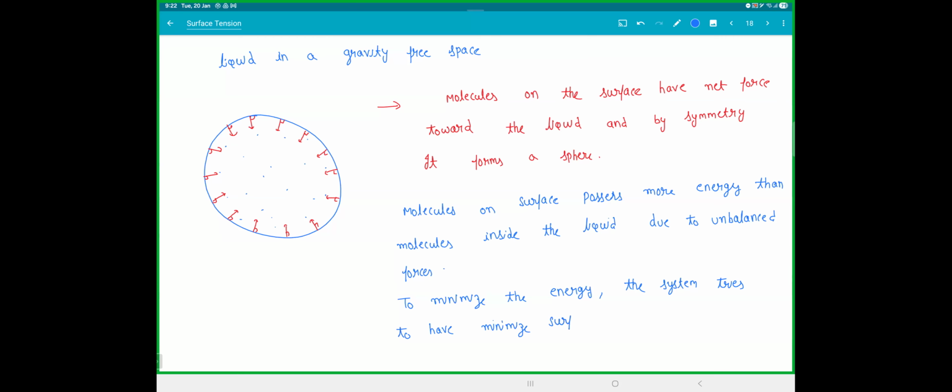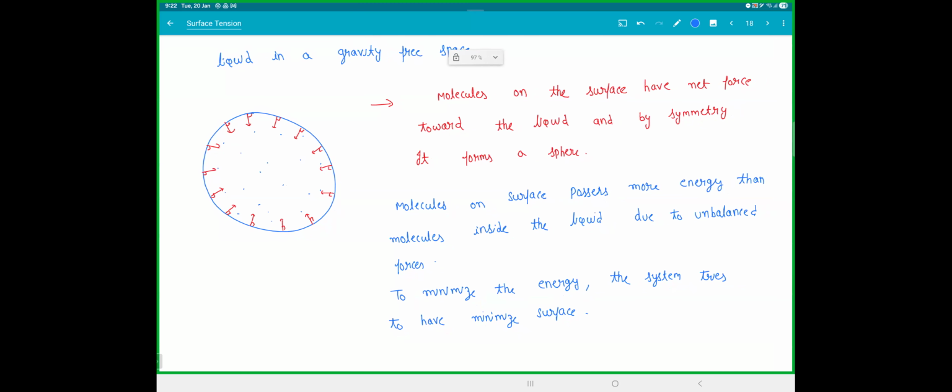Now in Maths, there's a statement like this. I'm not sure whether you know this. For a given volume, the sphere has the least surface area. Do you know the statement? Among all 3D shapes, for a given volume, sphere has the least surface area. That is the reason if you take a liquid and put it in a gravity-free space, it becomes a sphere.